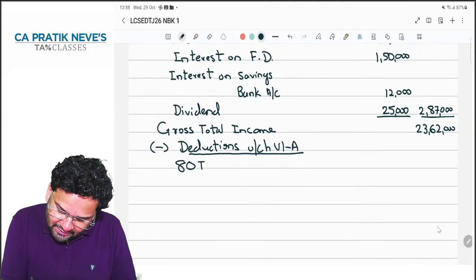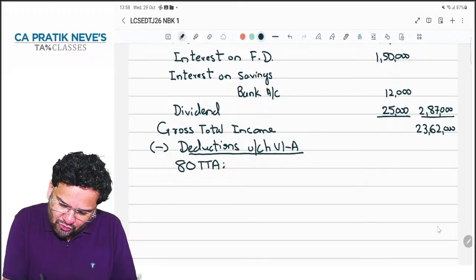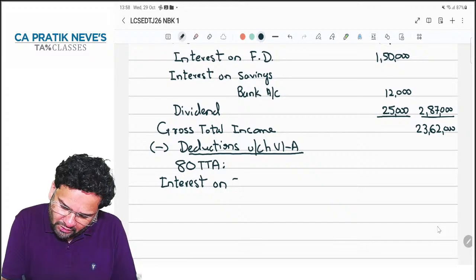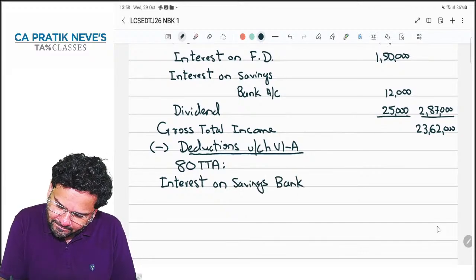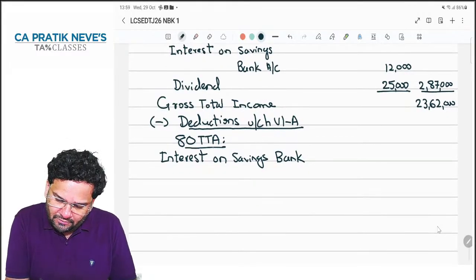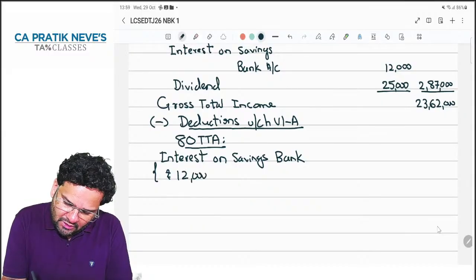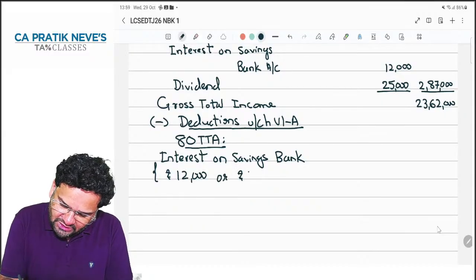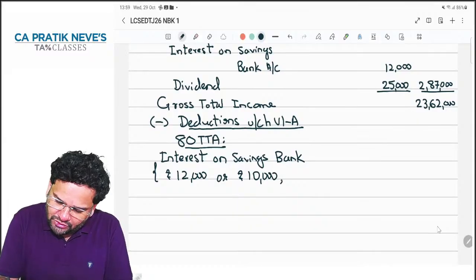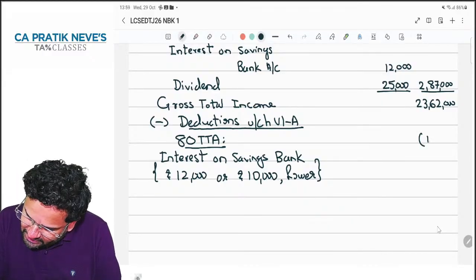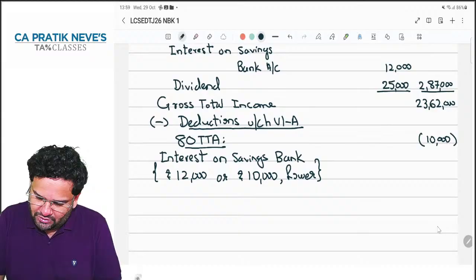80TTA, which was interest on what? Savings bank. So how much is allowed? That is allowed to the extent of actual, which is 12,000, or ceiling limit of 10,000, whichever is lower. So you are getting deduction of 10,000.